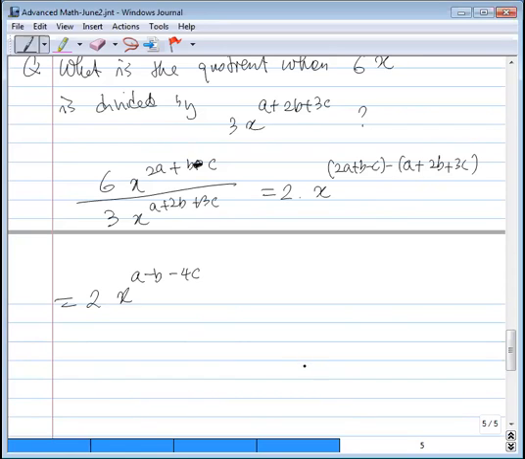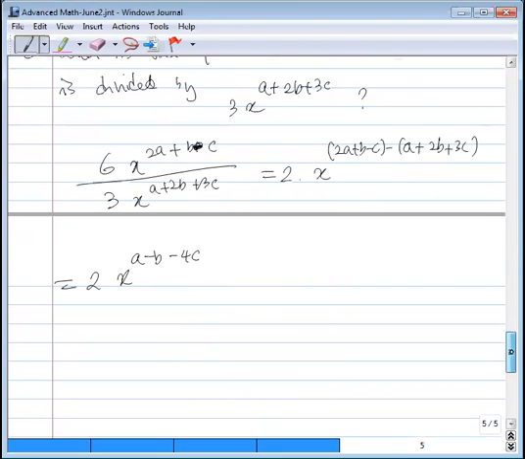Okay, so that is the final answer. The next problem is a little bit tricky.